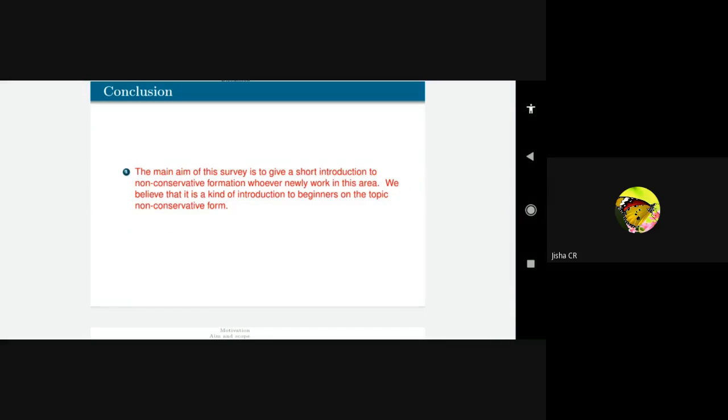This is the conclusion. Actually, it is a survey work. The main aim of this survey is to give a short introduction to the non-conservative formulation. For whoever is newly working in this area, we believe that it is a kind of introduction for beginners on this topic, the non-conservative form. Thank you.